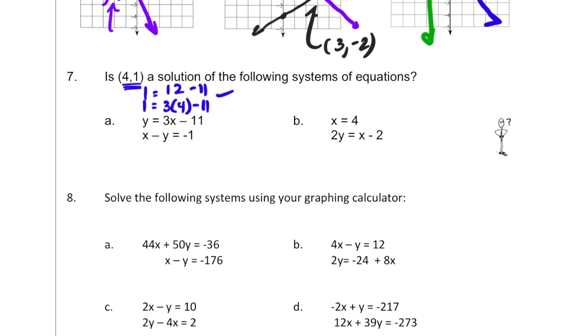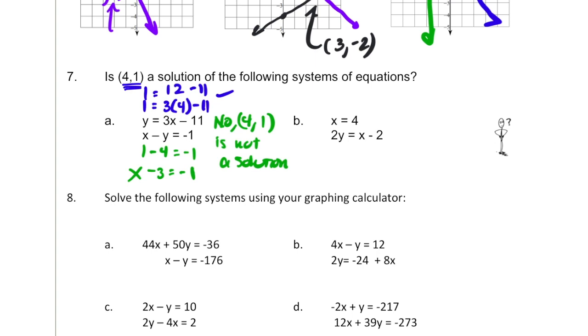Let's check the bottom equation in this system. So when x is 1, the y is a 4. Does that make it true? Negative 3 equals negative 1. That is not true. So no. 4, 1 is not a solution. Question B will do the same thing.